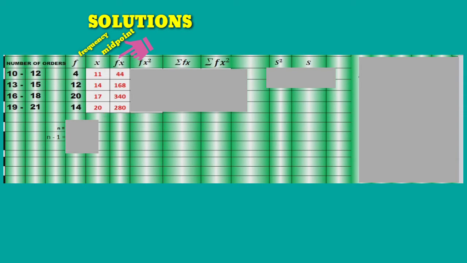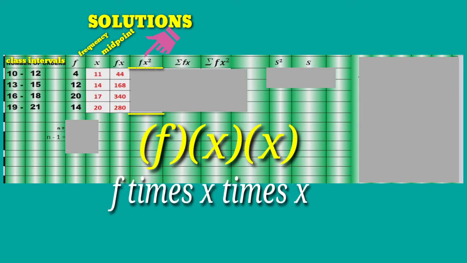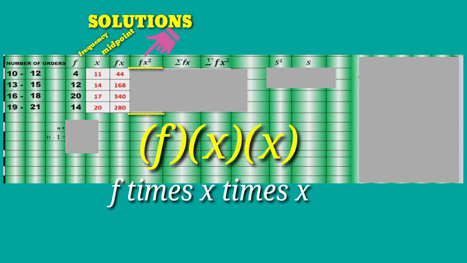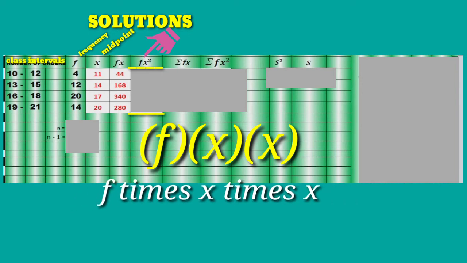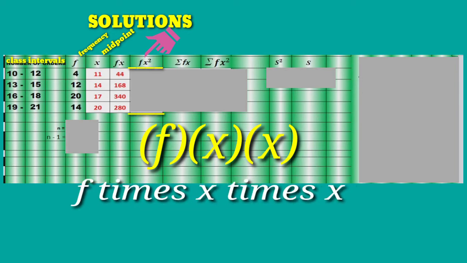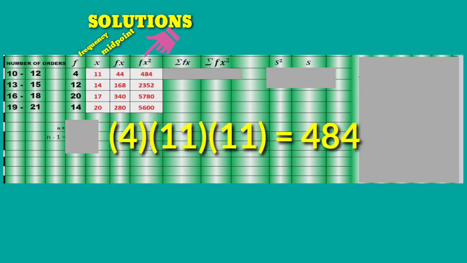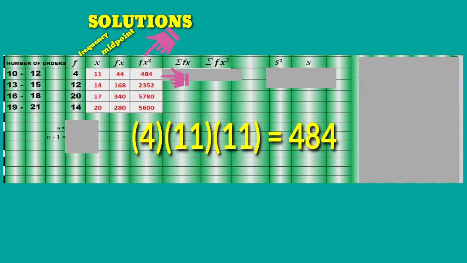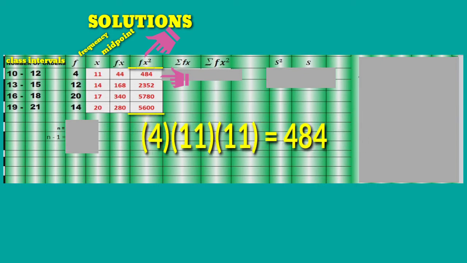Right, shall we proceed now to the next column, that is the column for fx squared. What do you mean by that? X squared means you multiply x twice, or multiply x 2 times by itself. So to get 484, multiply 4 times 11 times 11. That is equivalent to 484.